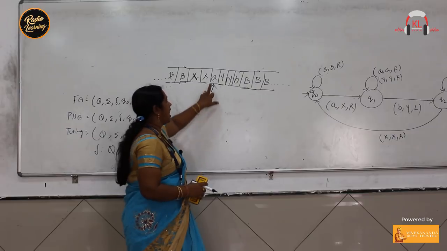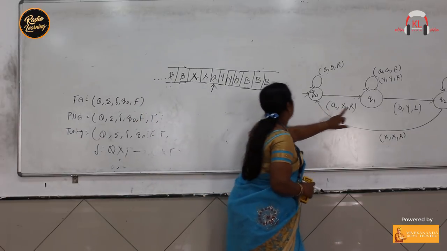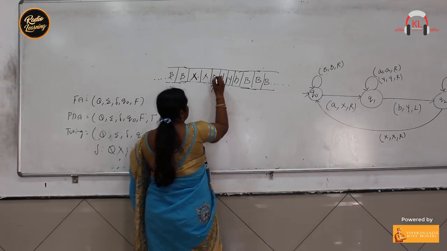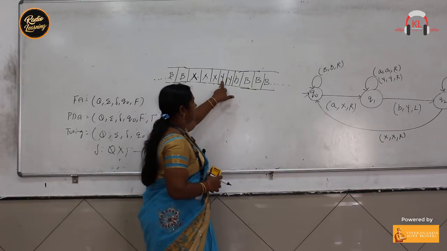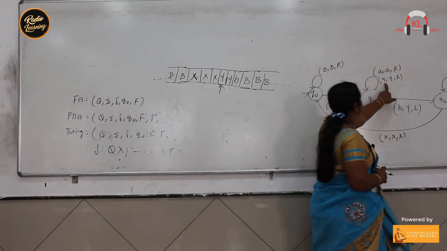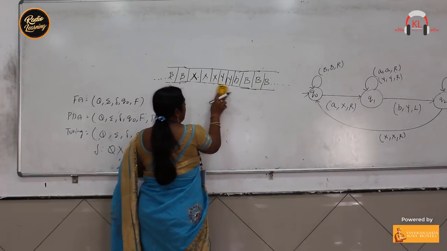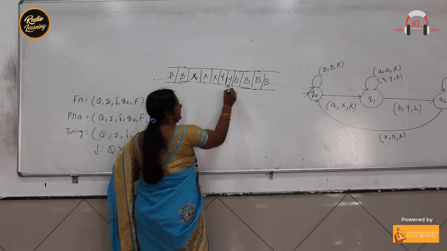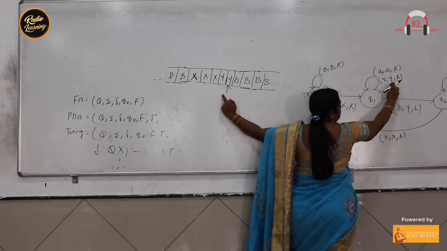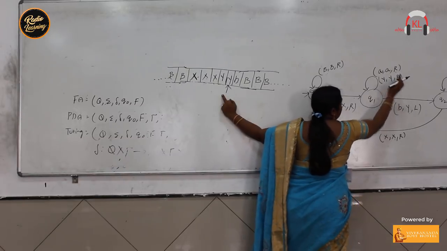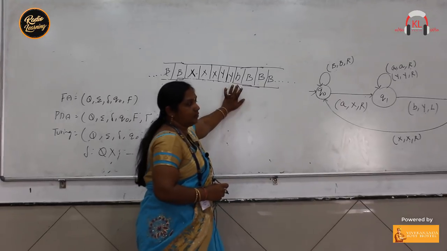Again do the same. I found A. What I have to do if I find A? Replace that with X and move right. Now I am replacing this with X and moving right. Now I found Y on my tape. If I find Y, keep Y as it is and move right. Again I found Y, so I keep it as it is and move right. Now my finite control head is pointing to this one, B.